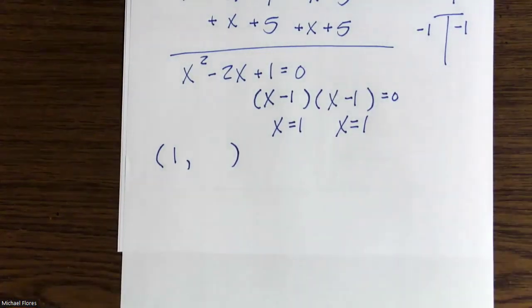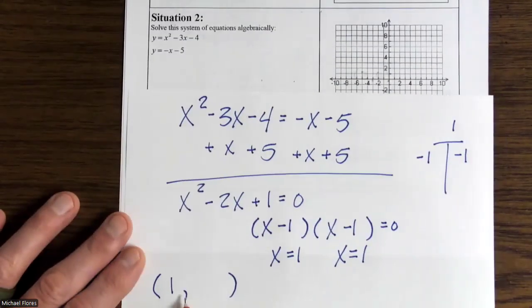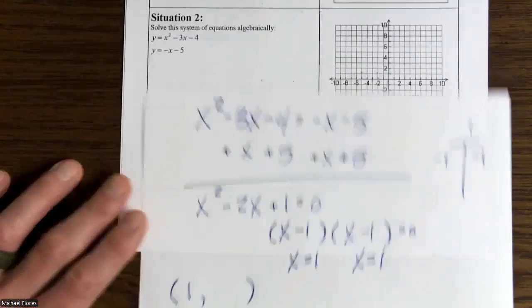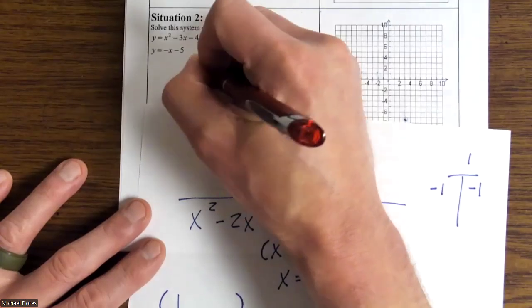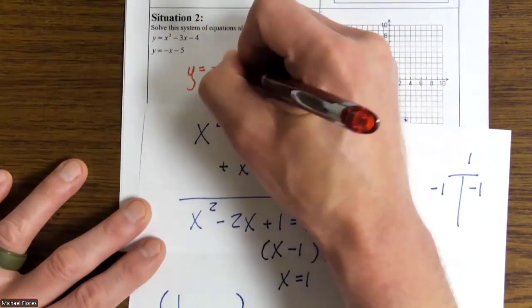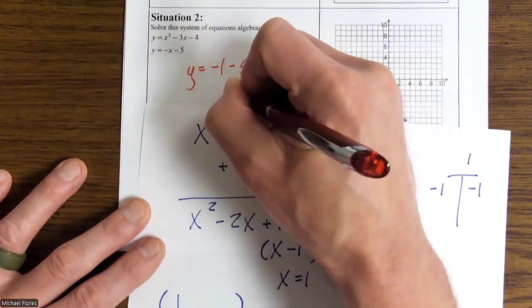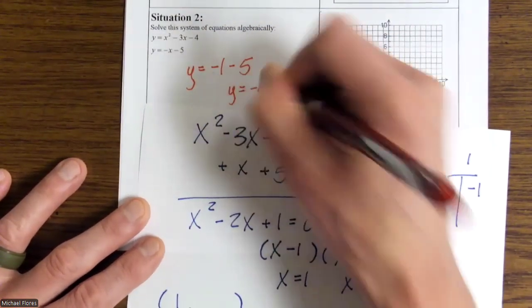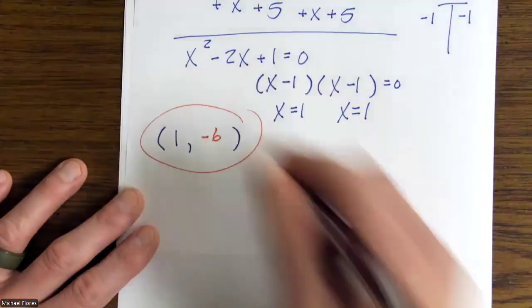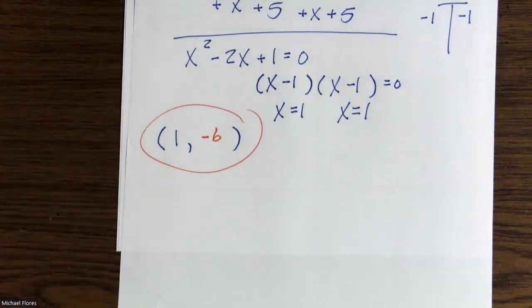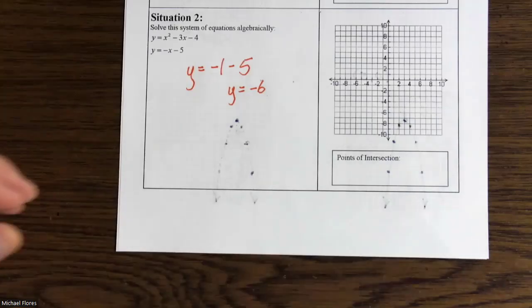Now that we know the x value is going to be 1, we're going to take this 1 here and substitute it into this function there. And we're done. If you were to graph these two functions on your xy coordinate plane, they would meet once. They would meet at the coordinate 1 comma negative 6.